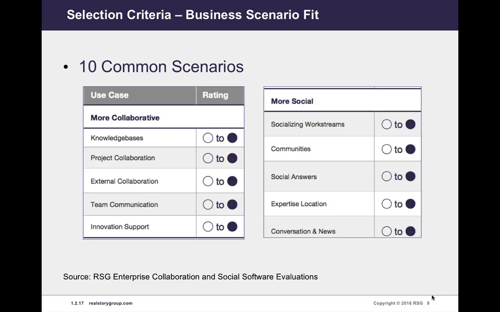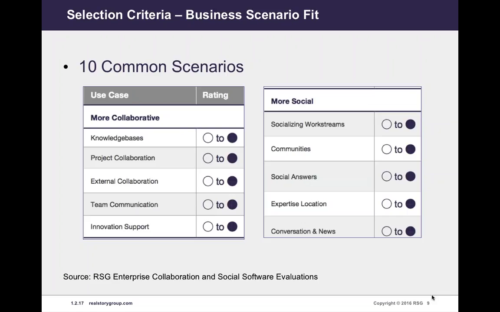So these are across hundreds of engagements and projects. We've seen that most of the business requirements fall into these 10 common scenarios or business use cases. On the left are those that are more collaborative or traditional collaboration oriented, like building gold knowledge bases, repeatable project collaborations, collaborating with external partners, and so on and so forth.